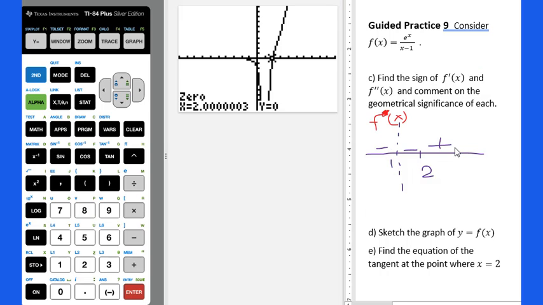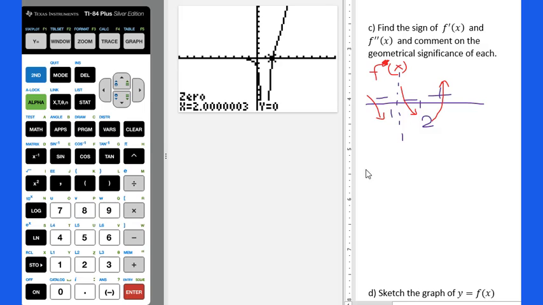From this sign diagram of the first derivative, f prime of x, we can decide in which interval it is increasing and which interval is decreasing. When x is greater than 2, the first derivative is positive, meaning increasing. Between 1 and 2, it is decreasing. When x is less than 1, it is decreasing.